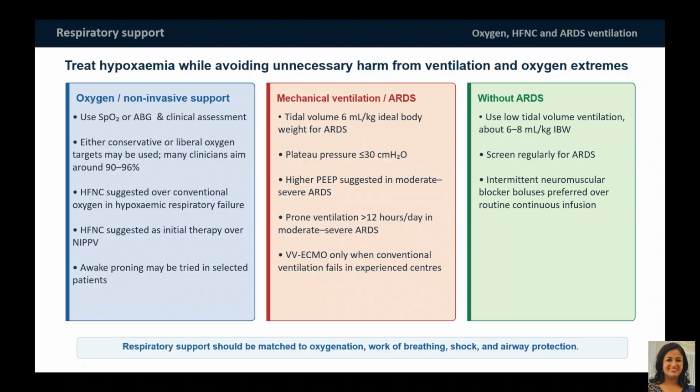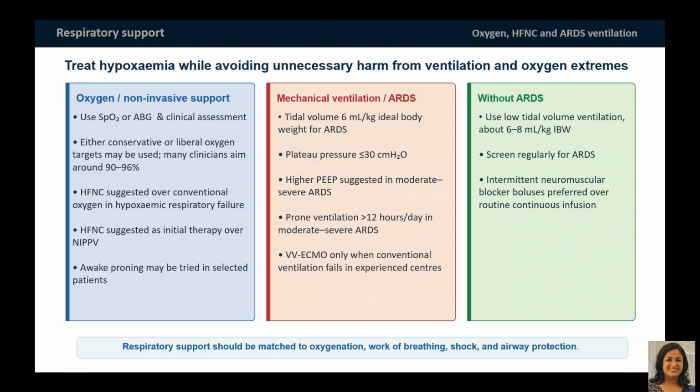And if there are no features of ARDS, but still the patient is hypoxic, then we are going for non-ARDS-like management. We are going to go for about 6 to 8 ml per kg tidal volumes, and we have to daily screen whether the patient is developing ARDS. In these cases, they are not recommending routine neuromuscular blockers. Other than that, we can go for deep sedation in this patient rather than using muscle relaxants.